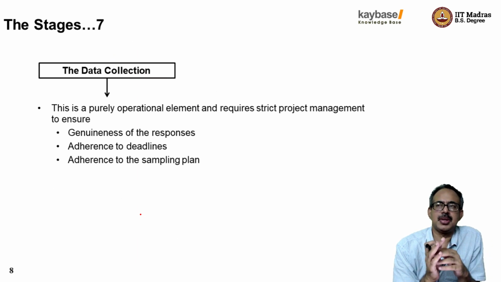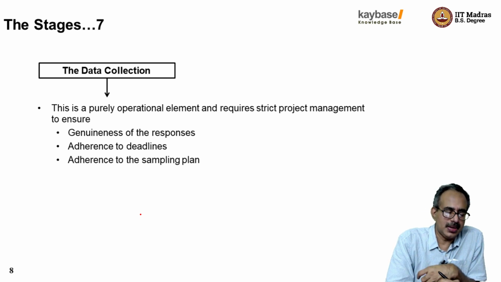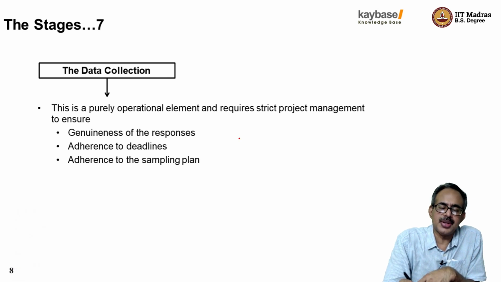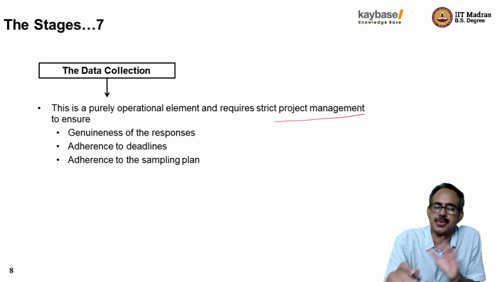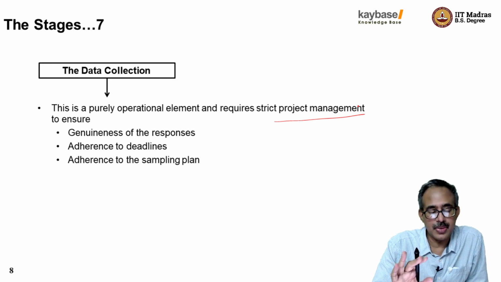So data collection, it's just an operational execution element, right? And what we have to ensure is that there is no dishonesty. Because somebody is going out in the field and trying to get people to cooperate, they may be tempted to sit in a cool place and fill it up themselves and say, I went and knocked on 10 doors. So you have to make sure that the data is genuine. You have to make sure that the deadlines for the project are met. So it is essentially a project management role, right? Which requires efficiency, honesty, time management. Therefore, strict project management. Nothing else there. Anybody can do it. There's no special skill here. Is one way to look at it.